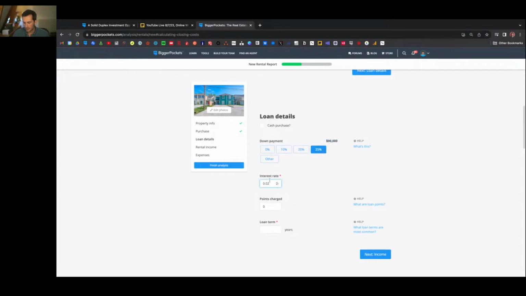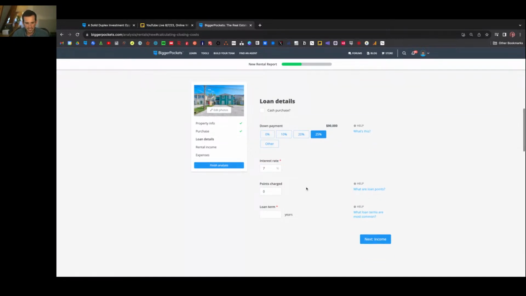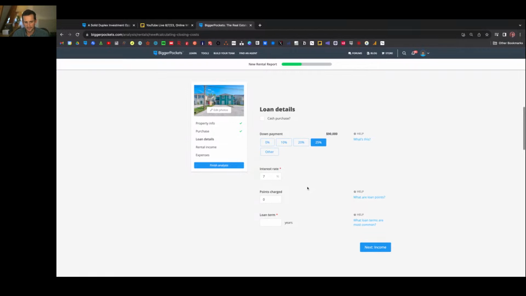And the interest rate right now is about 7%. I actually looked right before this just to see, and it was right at 7%. Obviously, if you need a quote, this is just the average, so you need to talk to a mortgage lender to see what your quote would be.